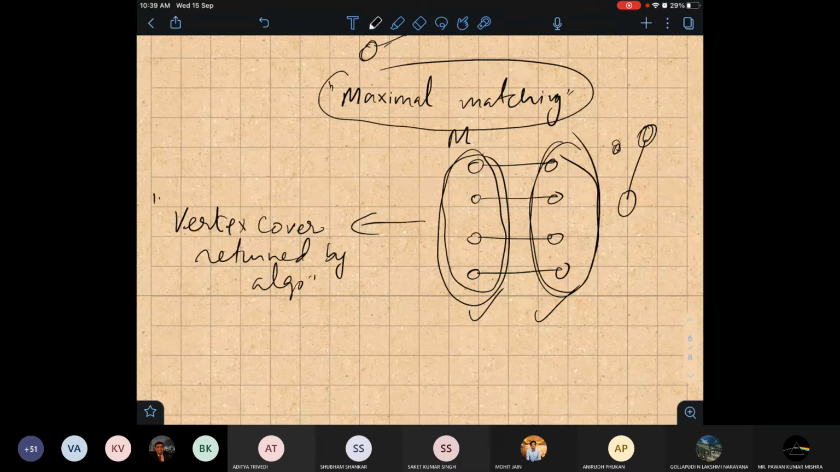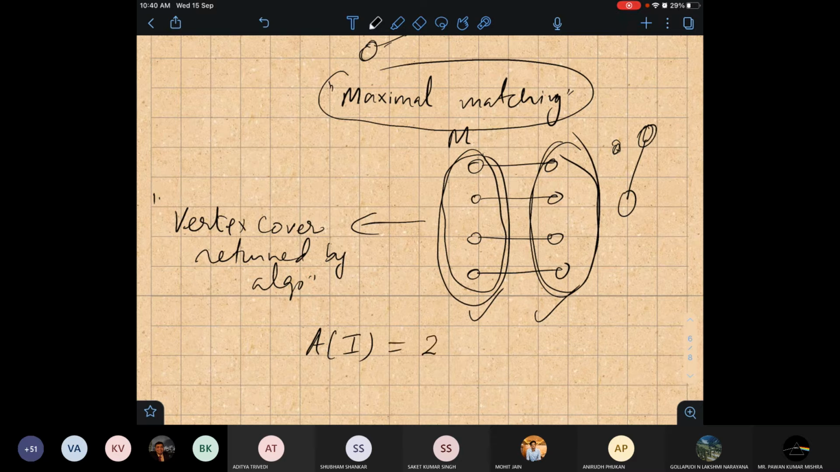Got it? Why is it maximal? Why is it a vertex cover? Yes, sir. Okay. So first, we have ensured that this is a maximal matching.